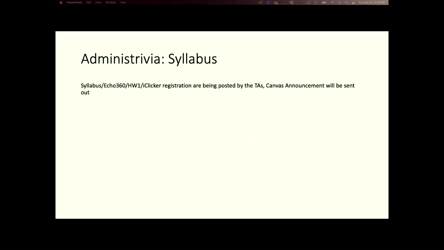Thank you to students who pointed out the syllabus and Echo 360 issues. I will work with the TAs to get everything updated after class today, including this.